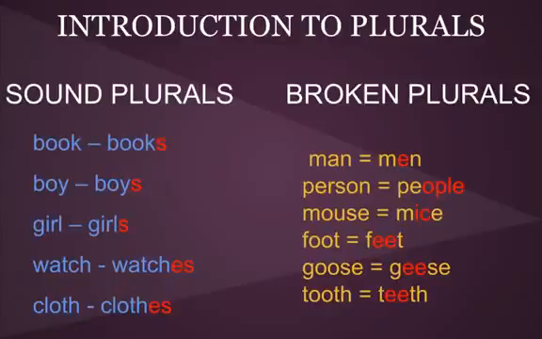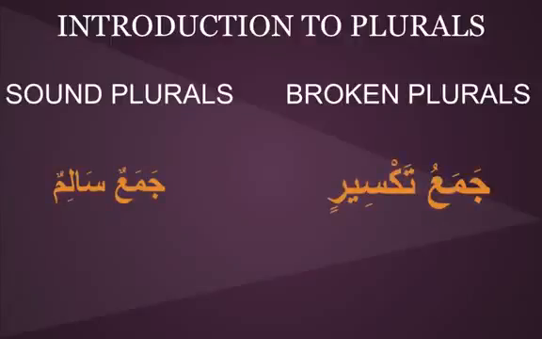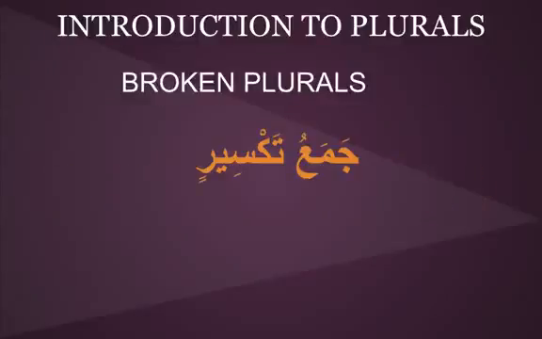We've got exactly the same thing in Arabic, and we need to understand these signs and how these nouns are broken. And what are these names? Sound plurals are called Jam'un Salim, and broken plurals are called Jam'u Taksir. Taksir means something which is broken. It comes from the root word kasara. Kasara means he broke. This is how we relate. So we'll start our journey with broken plurals, which is Jam'u Taksir.